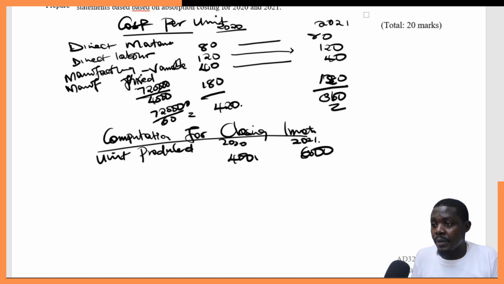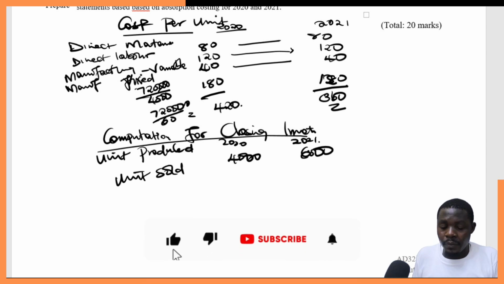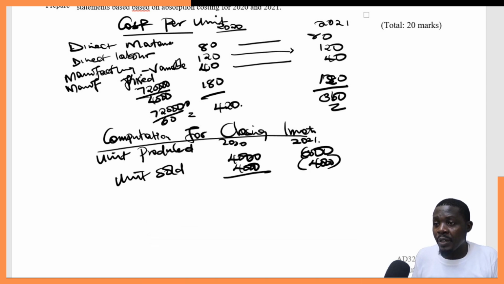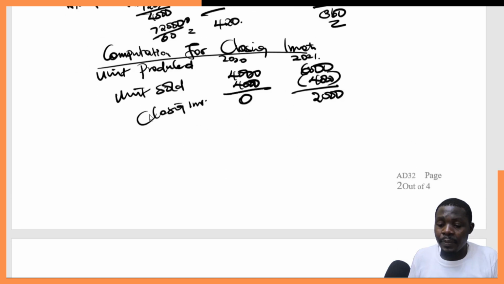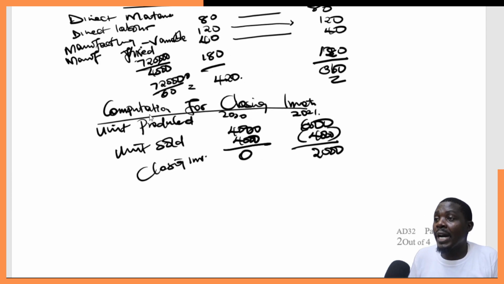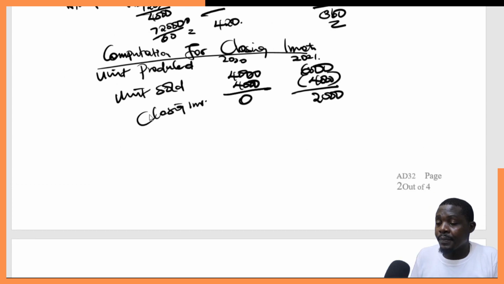Units sold, we have 4,000, and here we sold 4,000. Meaning here we did have the closing inventory, here we had 2,000, that is closing inventory. Having said that, now it becomes easier for us to handle the question going forward. You can say that absorption costing statement.